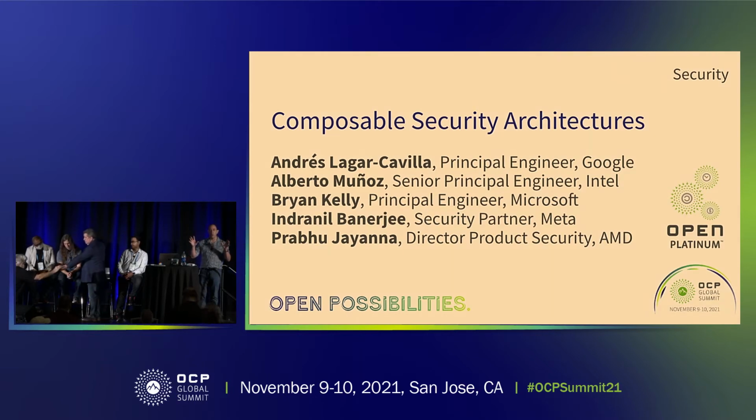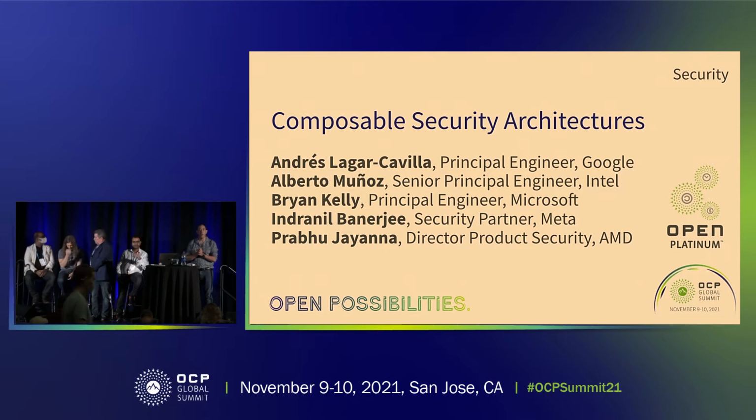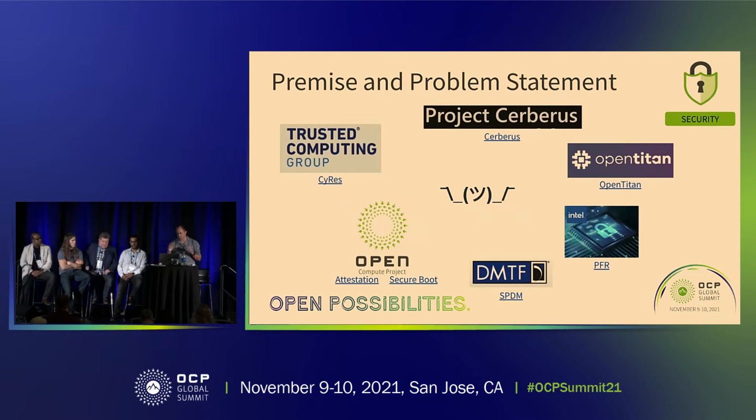What we're doing here is we have Google, GCP, we have Microsoft, Azure, we have Facebook, Meta, and we're here to present our alignment on how we want systems to be built from a security perspective, how we want servers in particular to behave and what interfaces we want to see going on there. And we have the alignment as well with our friends at the two major x86 makers, Intel and AMD. So really this is the premise and the problem statement.